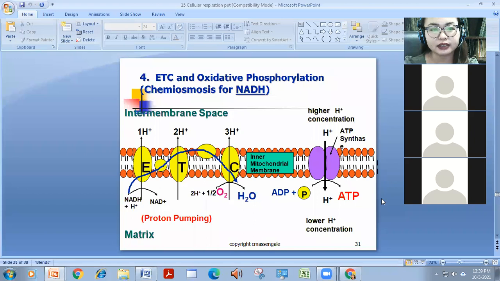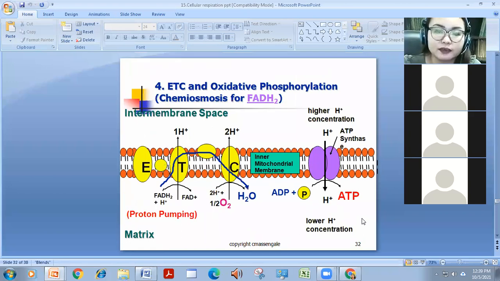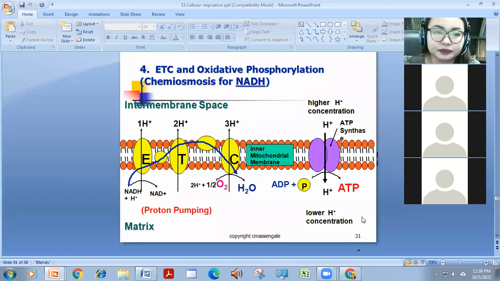Sorry for that. So again, in the ETC, the last is the protons pumping inside the matrix and the membrane, so that the lower hydrogen concentration is produced, to produce ATP. So that is what actually happened, and this has been discussed already in the video presentation.